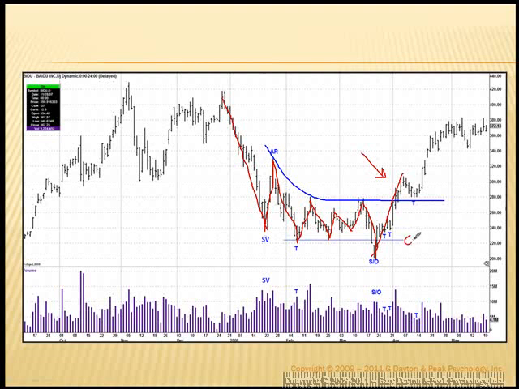Change of behavior, sign of strength, jump across the creek. Call it what you like. It doesn't matter what we name it. Just be able to see the structural change in this market.